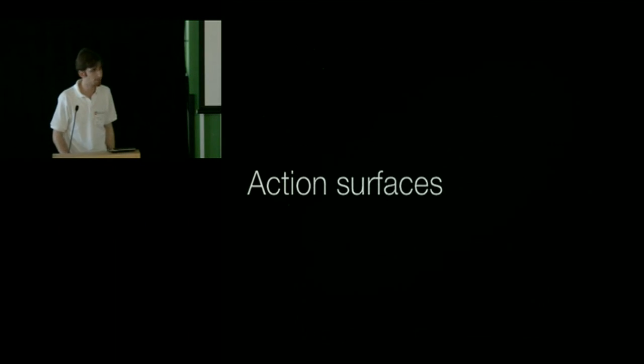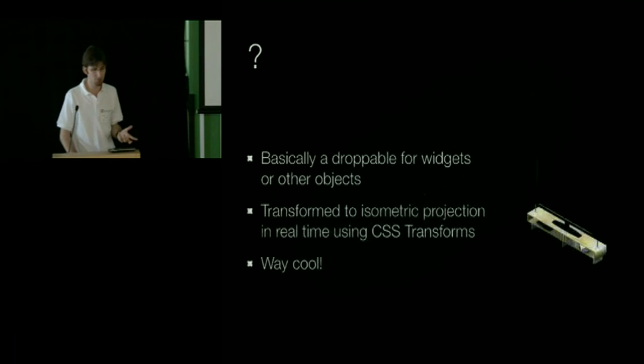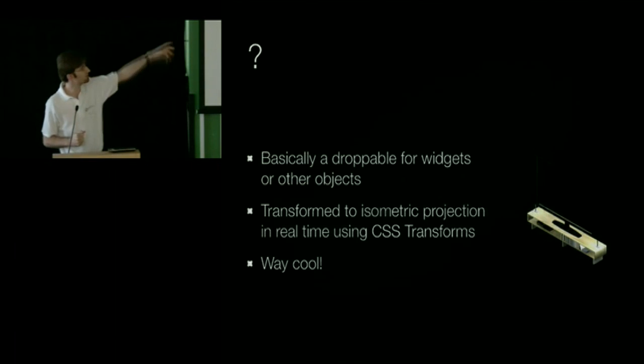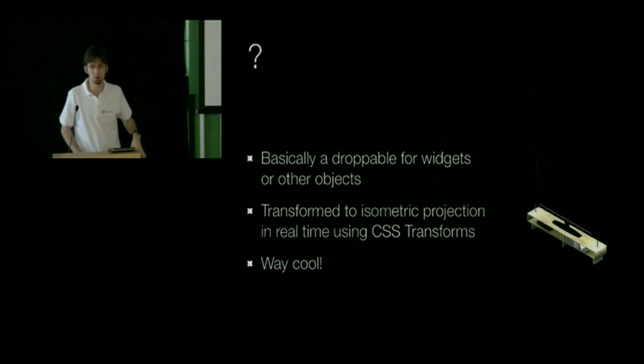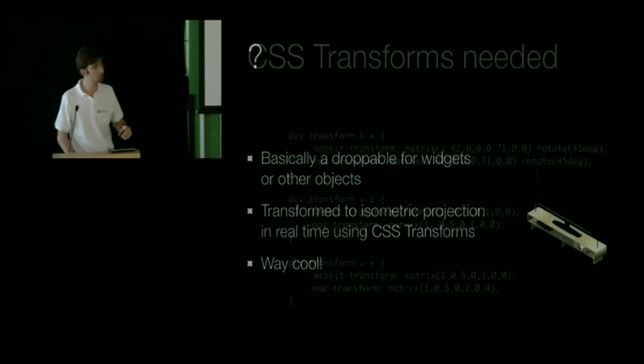Different one. This is actually one I haven't talked about yet at any of the conferences and any of the talks. It's brand new and we're still working on it. It's called action surfaces. So this is something you can do in the web, but not anywhere else. Action surfaces really means it's basically a droppable for widgets or other objects. So if you see the TV here, the black interior of the TV will be the action surface. And the action surface is transformed to isometric projection in real time using CSS transforms. And that really is cool because it allows you, for instance, to drag Flickr pictures to your action surfaces, and those pictures transform in real time to that isometric perspective. And to really show you how it works, I'm going to show you one quick example in a bit.